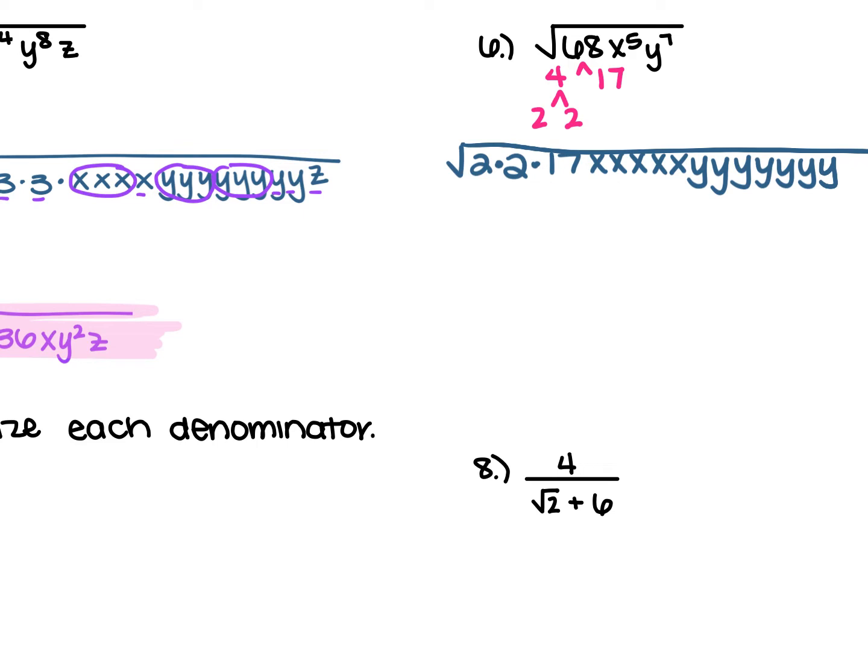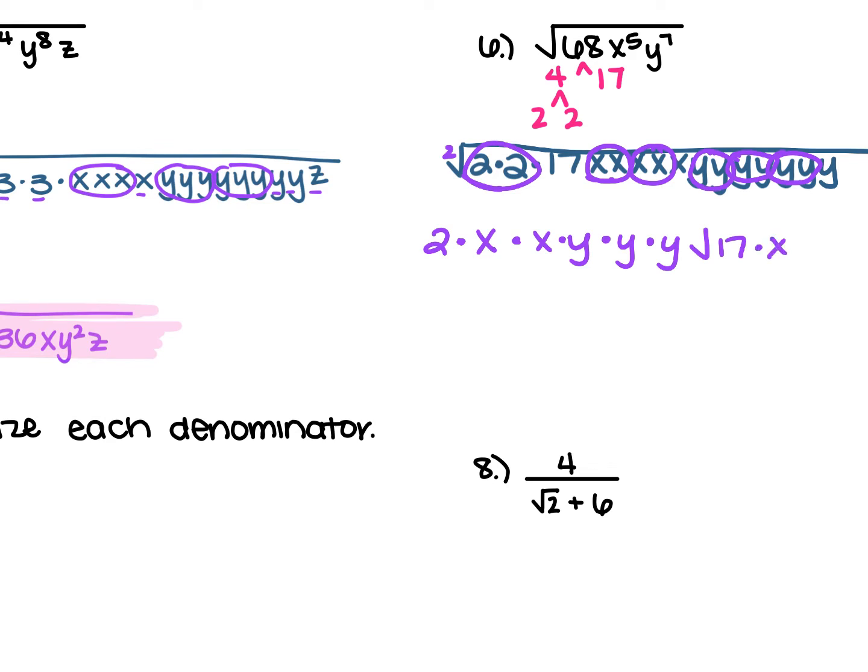So we have the square root. It's understood that our index is 2. So we're going to group up sets of 2. We have 2 2's. We'll pull 1 of those out. We have 2 x's, we'll pull x out. Another set of x's, we'll pull an x out. We have 2 y's, we'll pull a y out. Another set of 2 y's, so we pull another y out. And another set of y's, so we pull another y out. Underneath, you're going to keep the 17, the x, and the y that are left over.